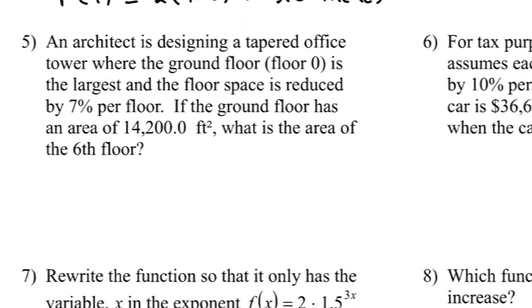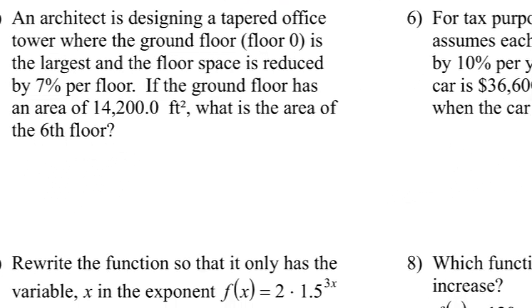An architect is designing a tapered office tower where the ground floor is the largest and the floor space is reduced by 7% per floor. If the ground floor has an area of 14,200 square feet, what is the area of the 6th floor? So what does it mean to be tapered? Well, it means that it looks like this. So the building gets smaller the higher up you go.